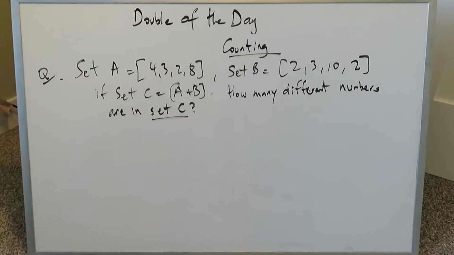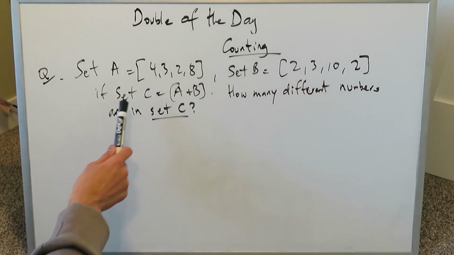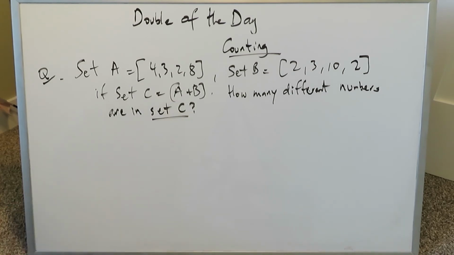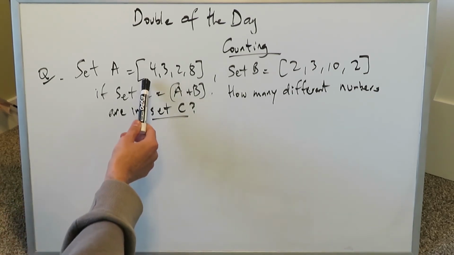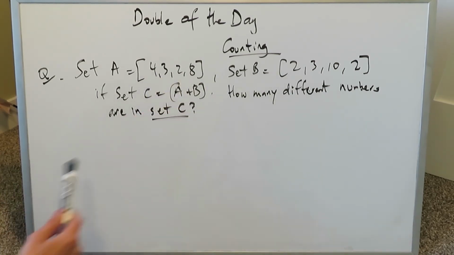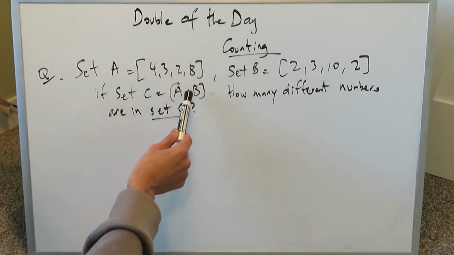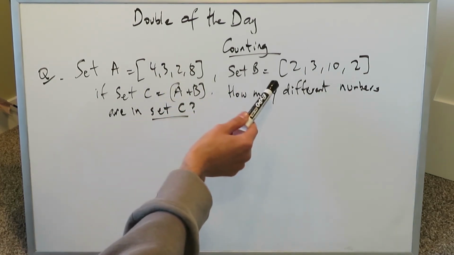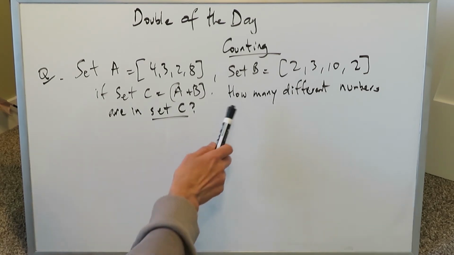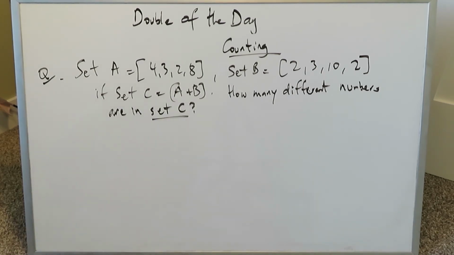Okay, let's look at this question. It's also another excellent counting question. We have set A, which is made up of these following 4 numbers: 4, 3, 2, 8. We have set B, made again of 4 different numbers: 2, 3, 10, and 2. And set C consists of all the numbers arising from the sum of all the numbers in A and B. Set C is equal to set A plus set B, the individual elements of A adding with the individual elements of B. The question is this: how many different numbers are in set C?